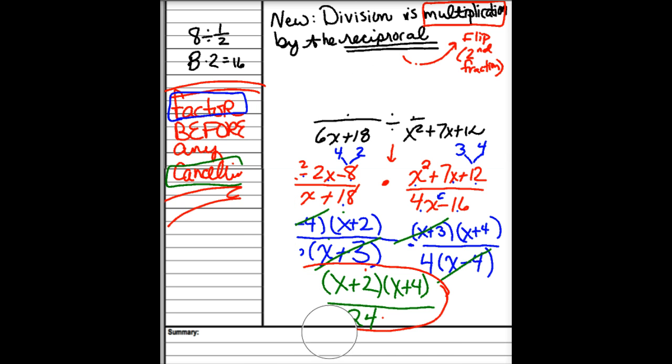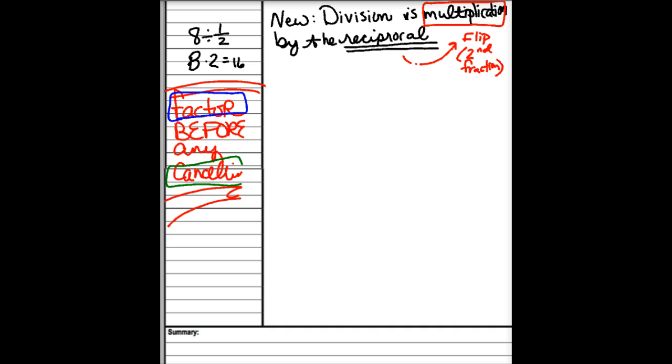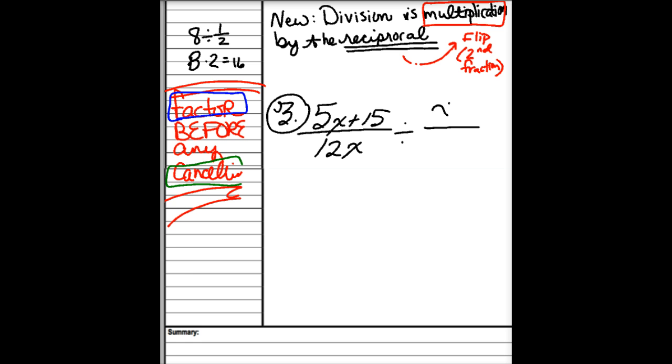And I always try to keep the notes at a maximum of 15 minutes, so I think I'll make it on this one. So last example, number 3. Number 3, we're going to do 5x plus 15 divided by 12x. All of that divided by x plus 3 over 10x cubed.